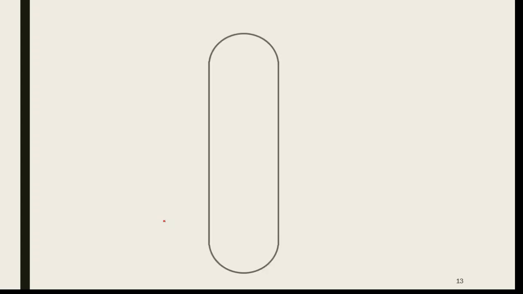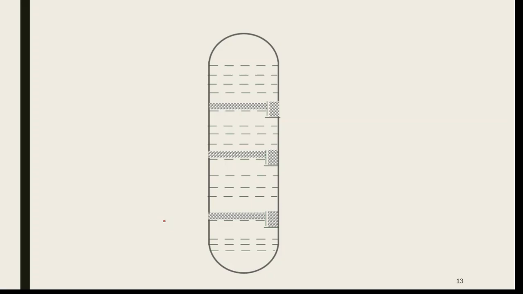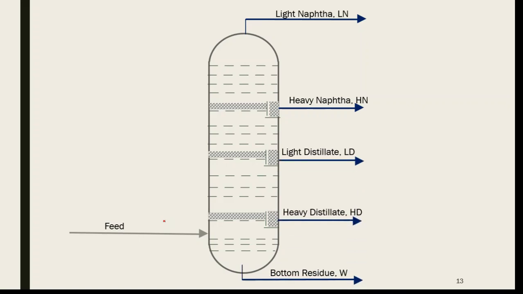For example, this is the atmospheric distillation column, and these are the trays that are shown here. The feed is entering at the very bottom level of the column, and we get the first product, light naphtha, from the top. Then these are the side products: heavy naphtha, then light distillate and then heavy distillate. Then the remaining is the bottom, that is the residue. The residue is not taken as a product. All these four streams are taken as products.